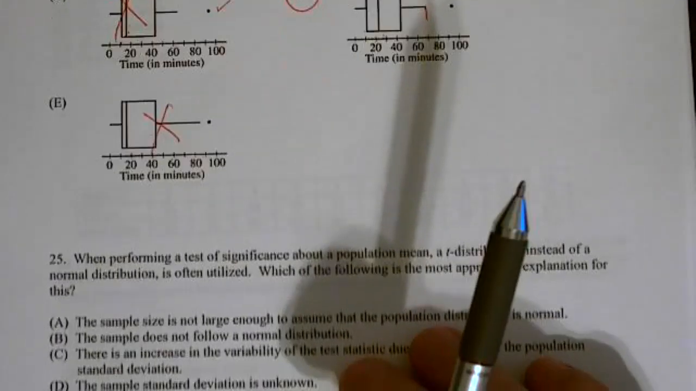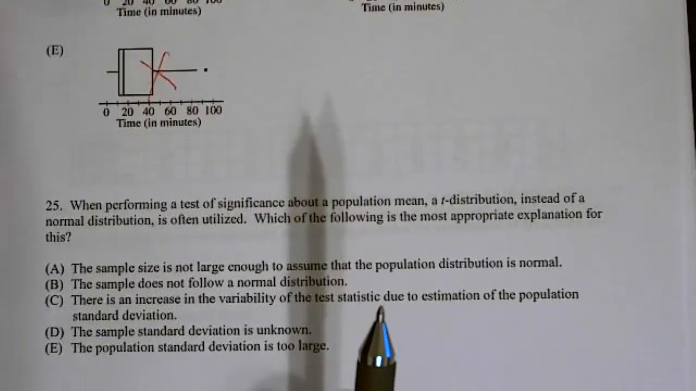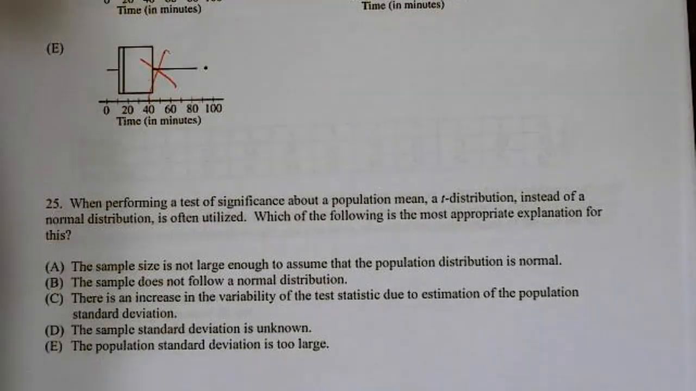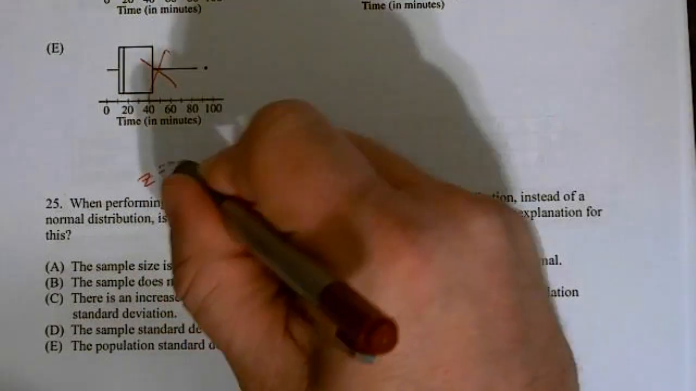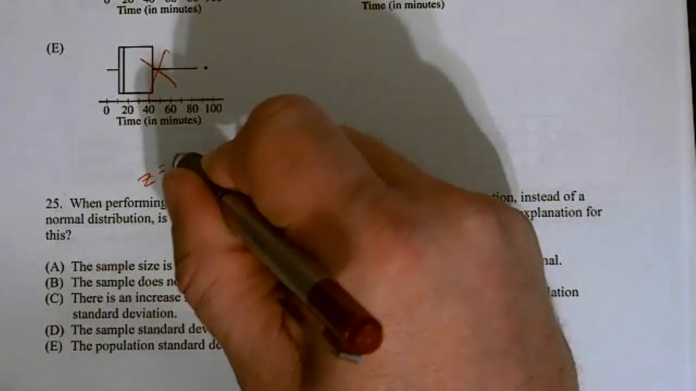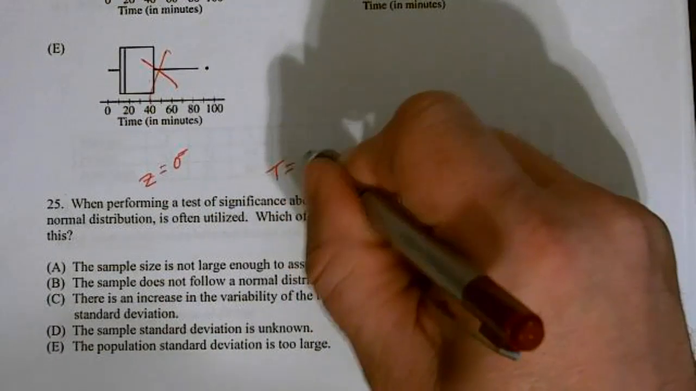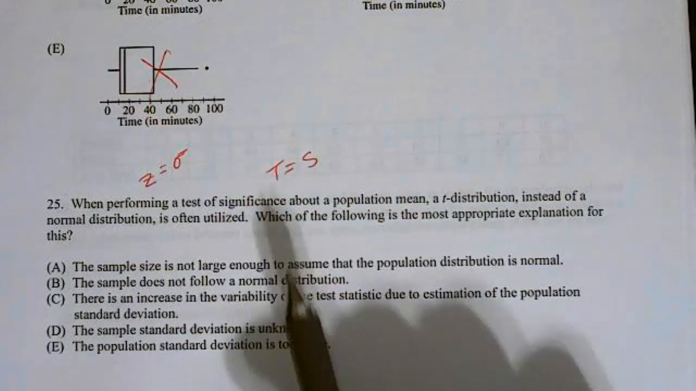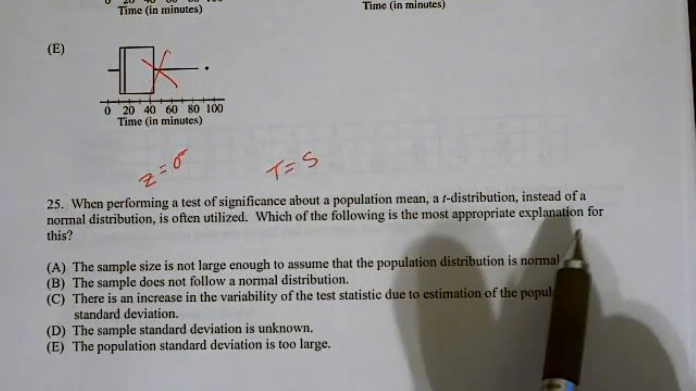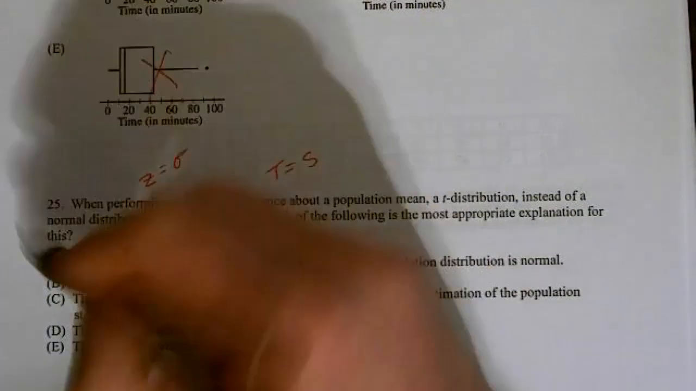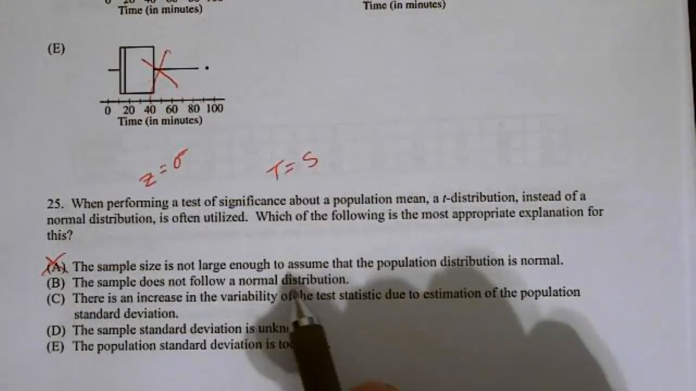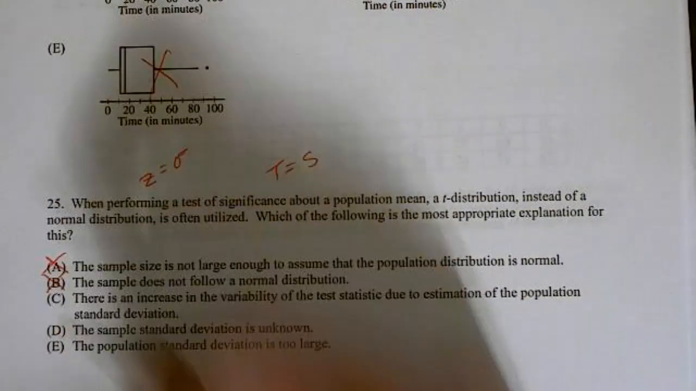For 25, when performing a test of significance about a population mean, a T distribution instead of a normal distribution is often utilized. When do we do that? For a Z, it's either a proportion or we know the standard deviation of the population. For a T, we're using the standard deviation of the sample. Which of the following is the most appropriate explanation for this? The sample size is not large enough. No. Sample size does not follow. No, they both have to.